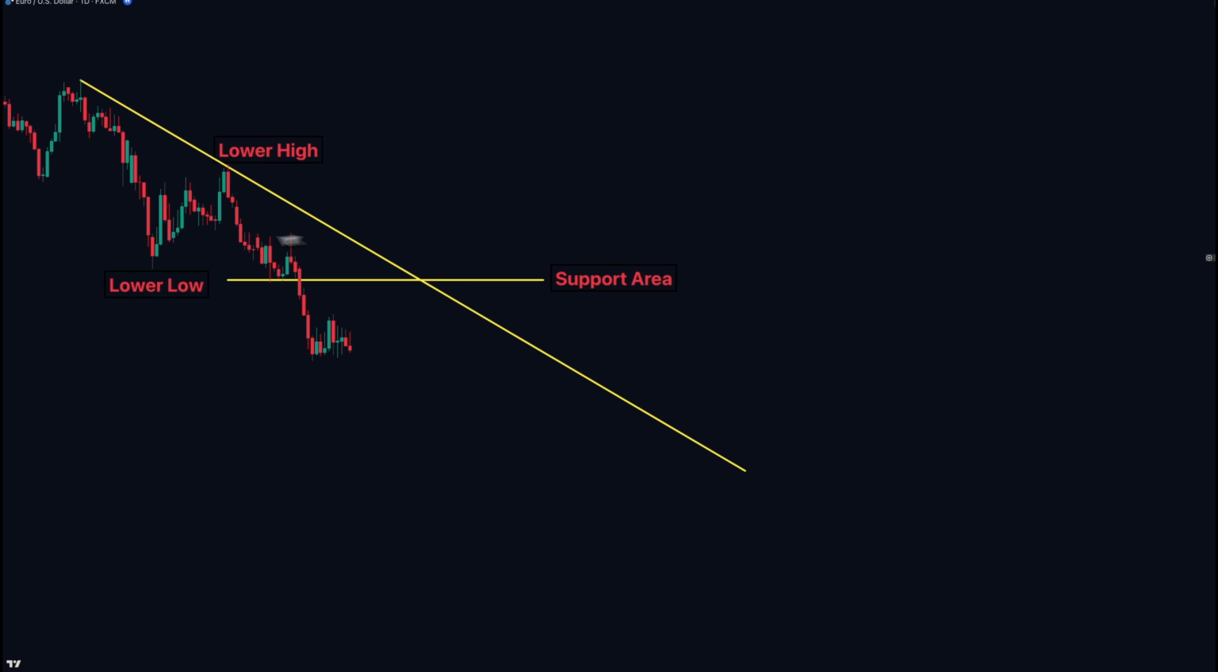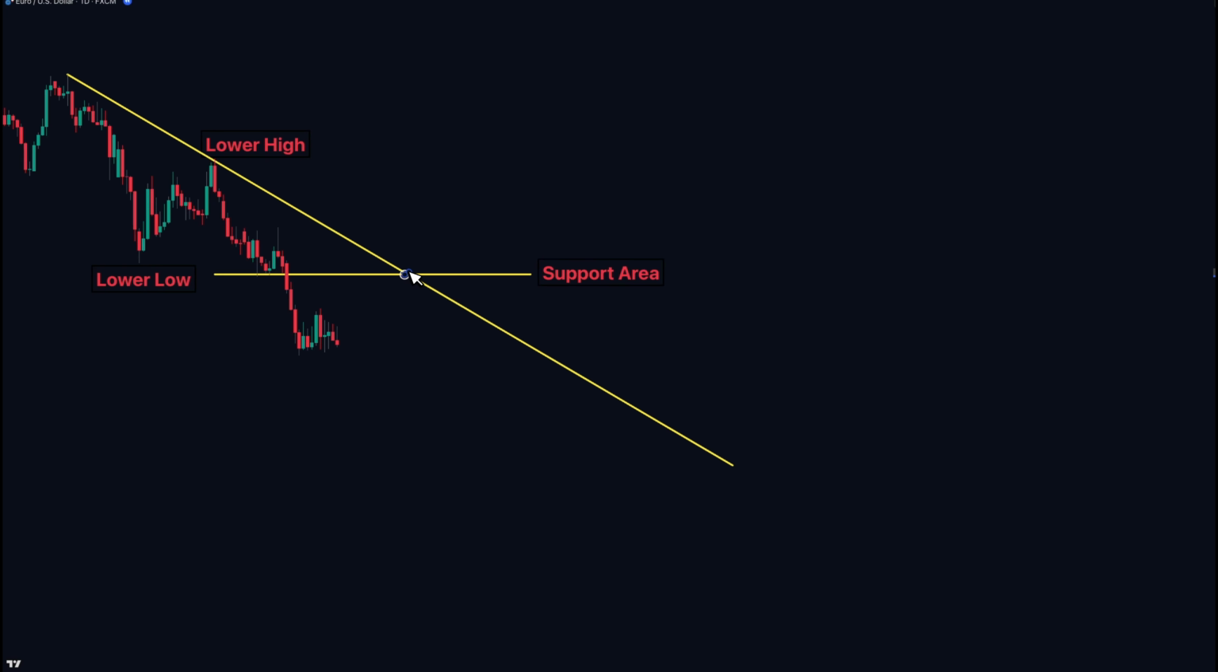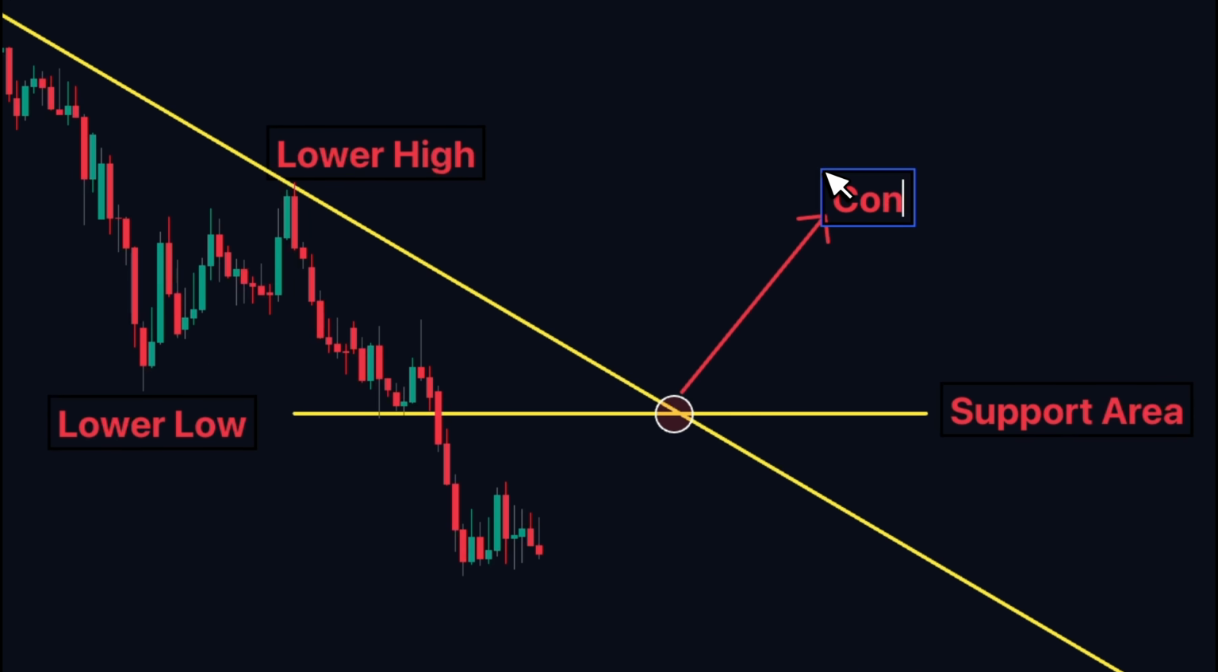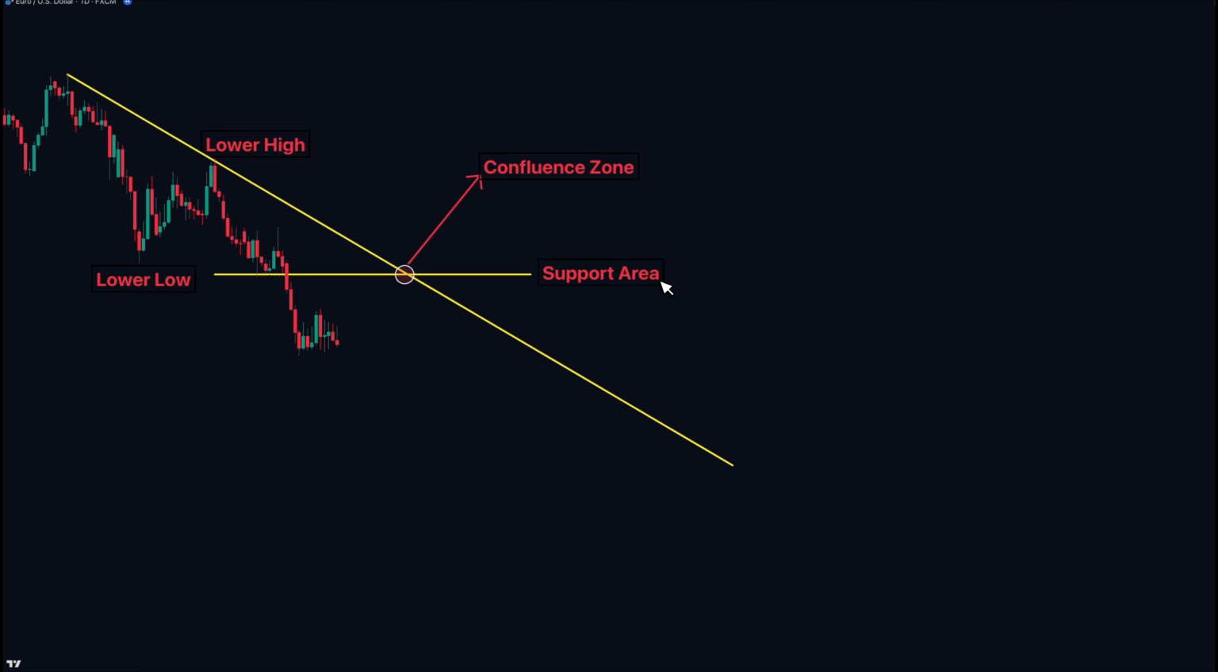Now, here's where it gets interesting. Look at the point where the trend line and that horizontal resistance meet. That's our confluence zone, where two key factors line up. This is a spot many traders will be watching. It could lead to a strong reaction from sellers, but hold up, we're not entering a trade just yet. We never enter just because price touches a level. We wait for price action confirmation.